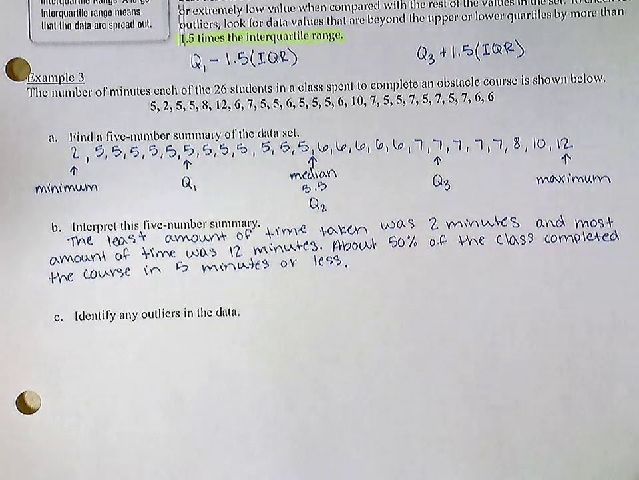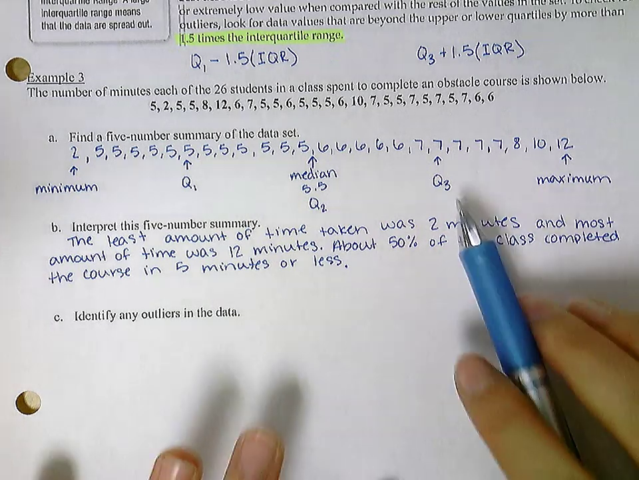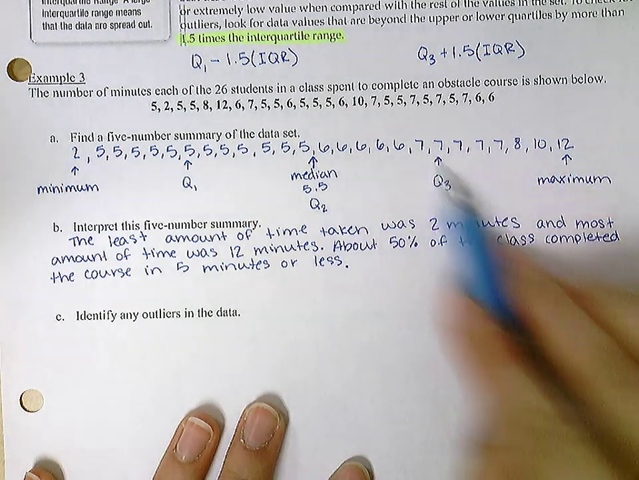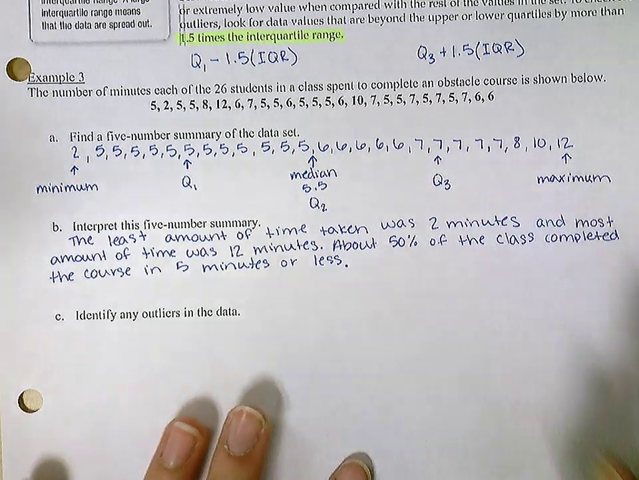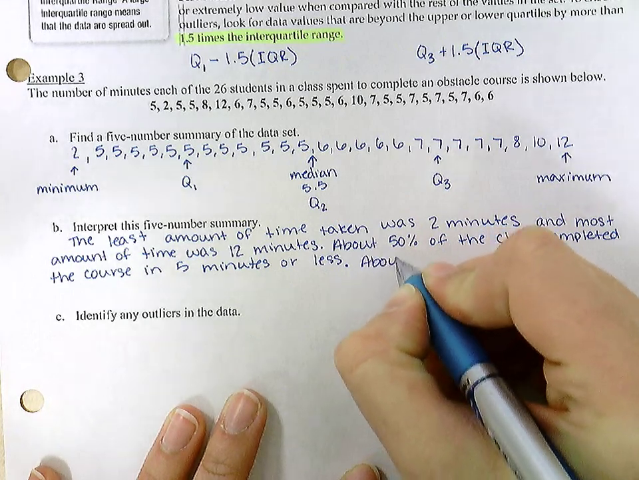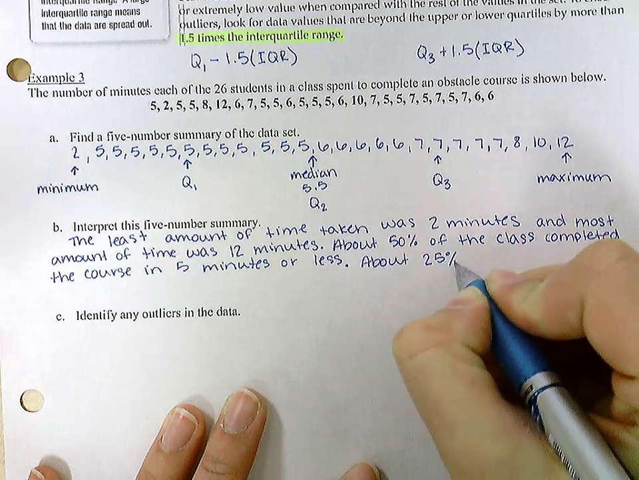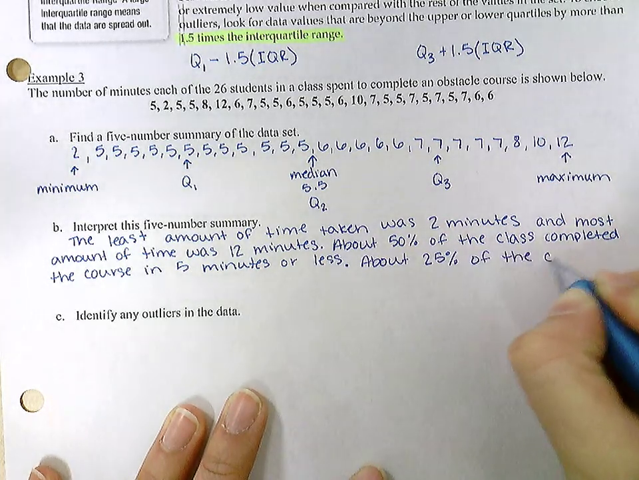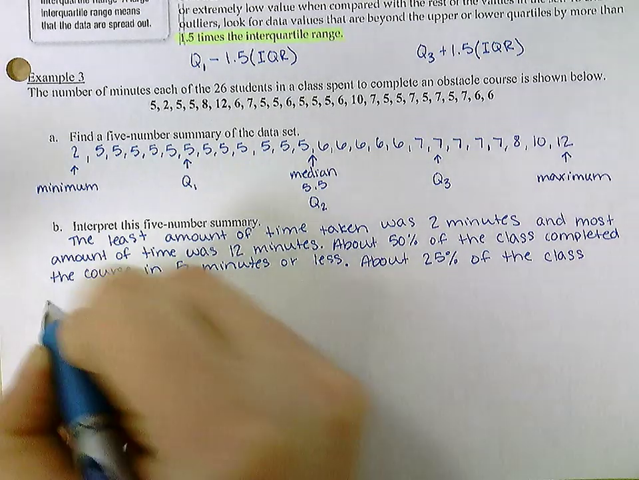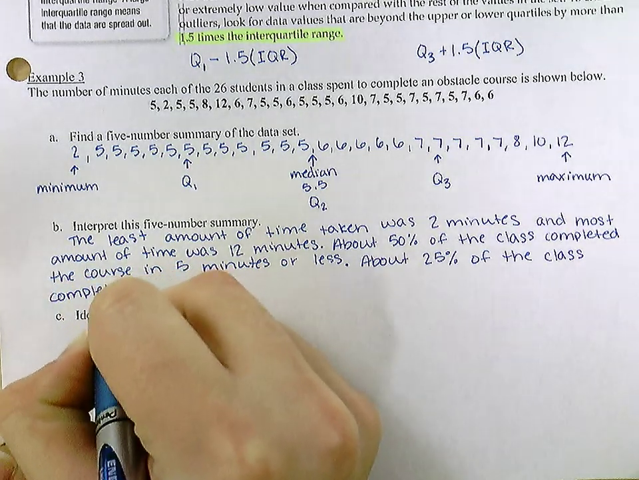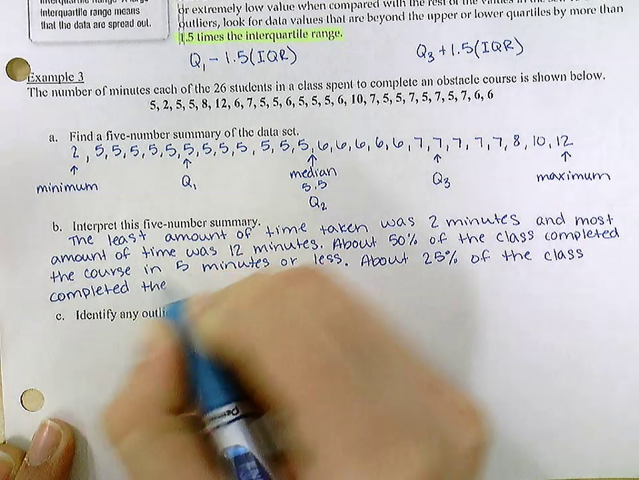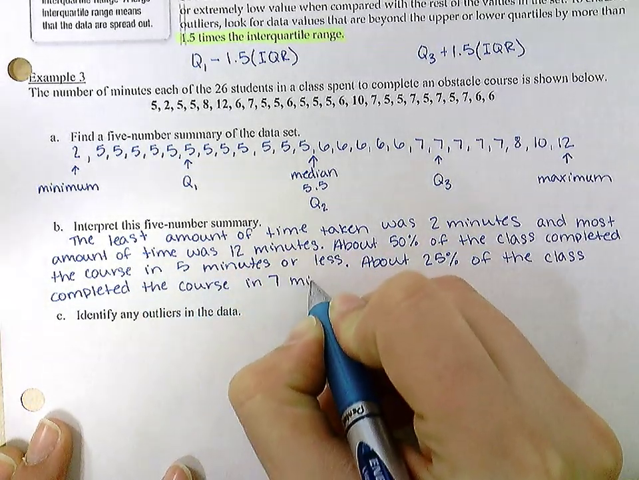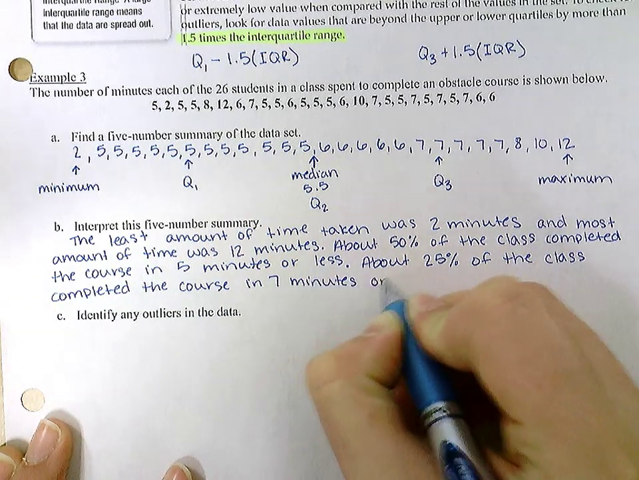And then I'm just going to say something about the upper part. So I'm going to take quartile 3. So if I go from quartile 3 and beyond, that's 25% of the class. So I can say about 25% of the class completed the course in 7 minutes or more.